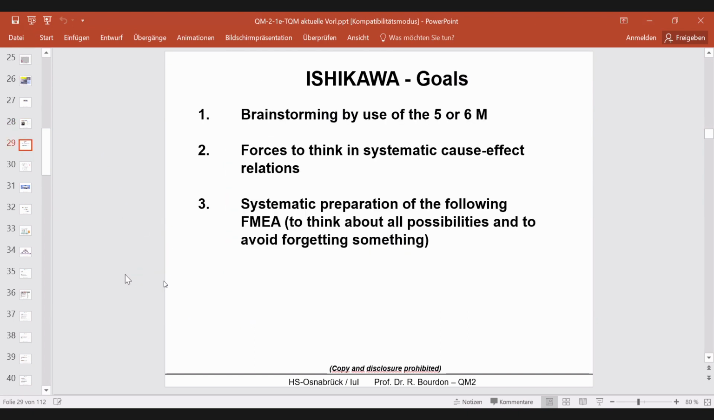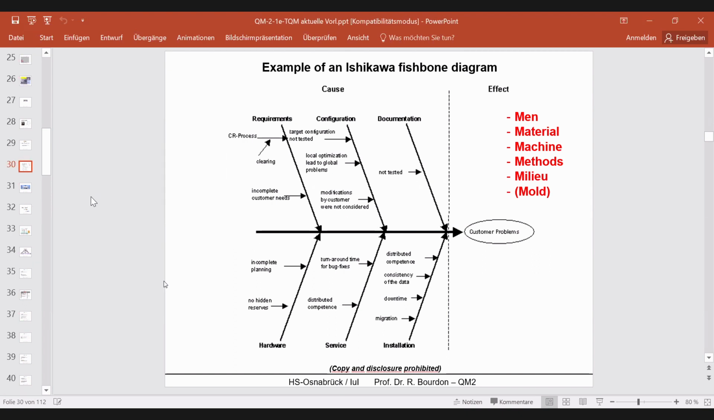The goal of Ishikawa is brainstorming by the use of the 5 or 6M, and to think about the cause and effect relations regarding defects or problems, regarding a new product. This is a systematic preparation of the following FMEA, to think of all the possibilities and to avoid forgetting something. This is only an example here. You see here man, material, machine, methods, milieu, or mode. These are the 5 or 6M.